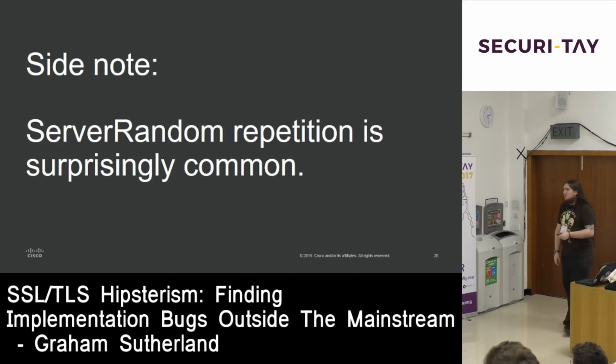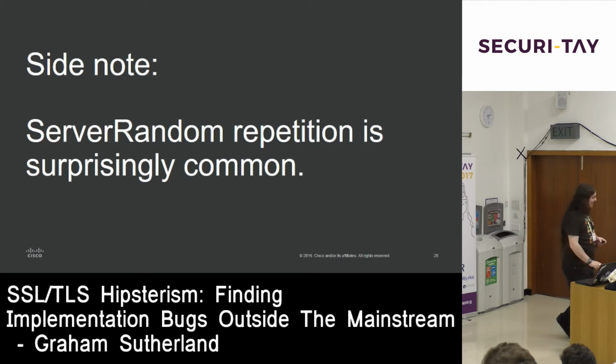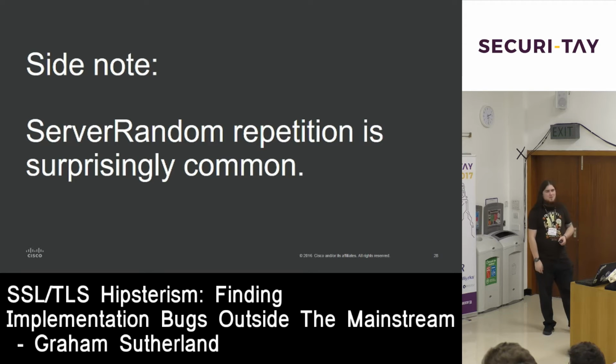So yeah, side note, server random repetition is surprisingly common. This scared me when I found it. I forget what it was. It was some random server, a load balancer or something. And one of our guys was doing a web app test, and he just happened to run across it. And he got some data out of the server random and went, that doesn't look very random, and kept running it and refreshing it and going, why am I getting the same values out of it?